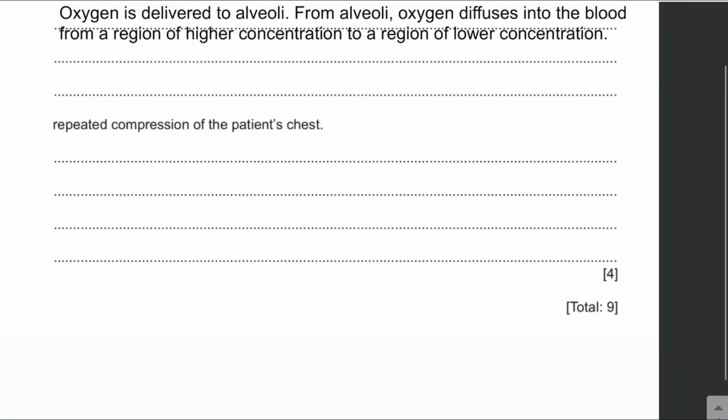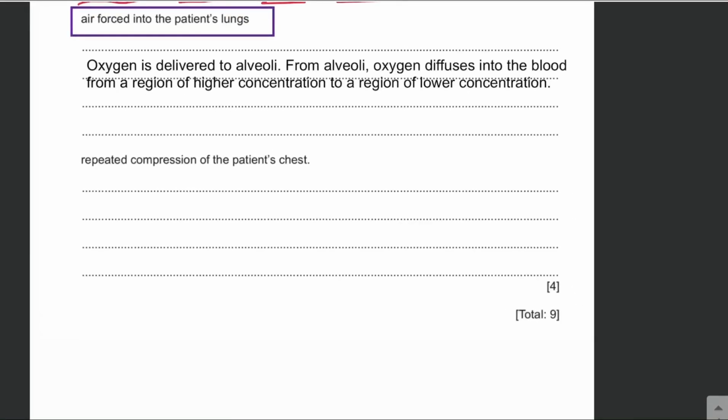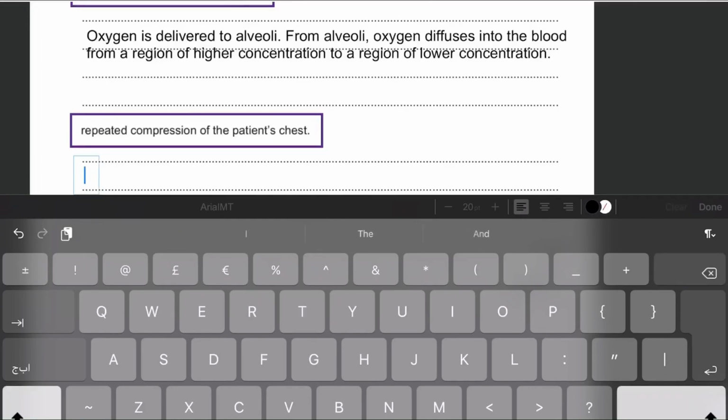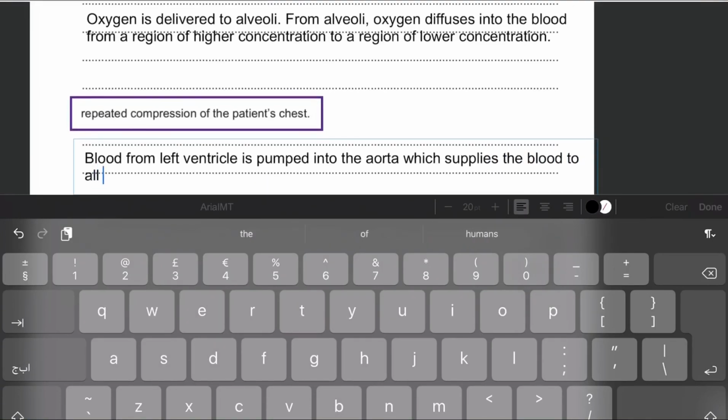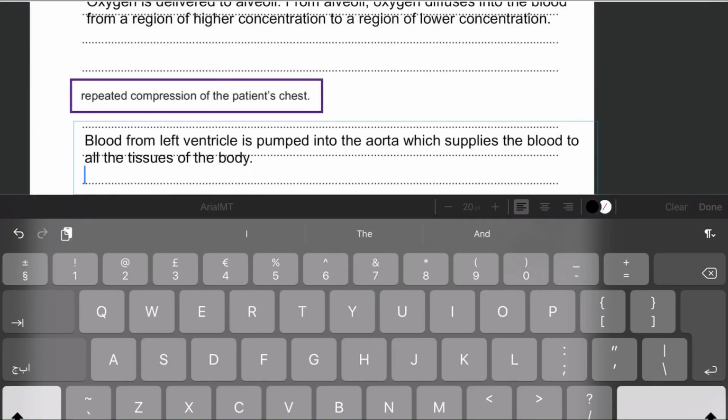Repeated compression of the patient's chest. Okay, so how do repeated compressions of the patient's chest benefit the patient? Obviously, we can simply say that from the left ventricle, by compression, what happens is that blood from the left ventricle is pumped into the aorta, which supplies the blood to all the tissues of the body. Moreover, we can also write that repeated compressions can restart the heart.